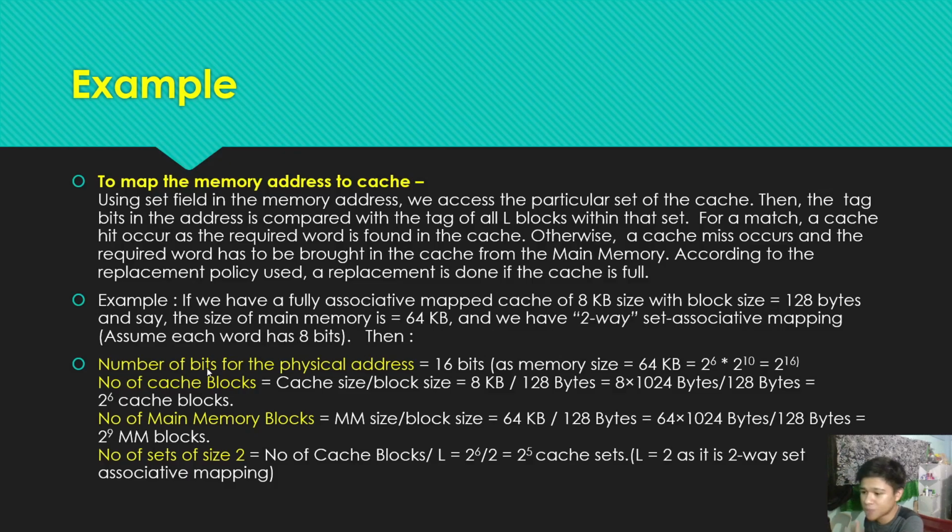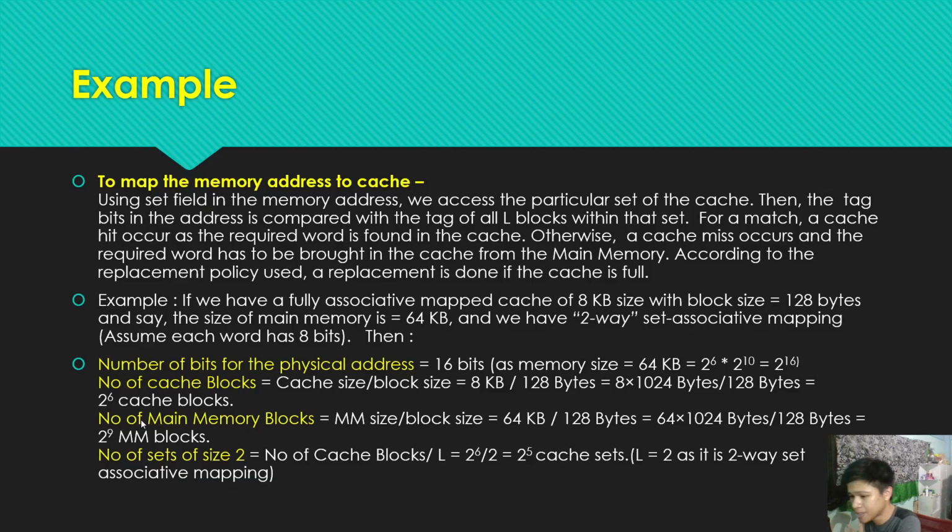Then the number of bits for the physical address is equal to 16 bits, as the memory size is 64 kilobyte, which is equal to 2 raised to 6 times 2 raised to 10, wherein again we have the same result, 2 raised to 16. And for the number of cache blocks, we have the same formula, cache size divided by block size. So 8 kilobyte divided by 128 bytes, so 8 times 1024 bytes divided by 128 bytes is equal to 2 raised to 6 cache blocks.